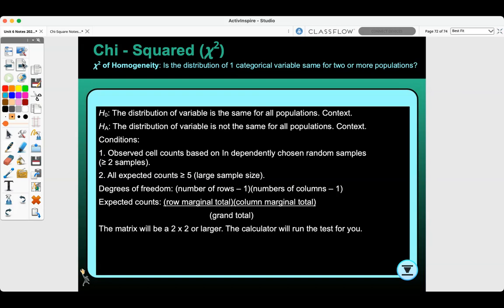Your observed cell counts are based on independently chosen random samples, and the samples are greater than or equal to 2. All expected counts are greater than or equal to 5, so a large enough sample size. Degrees of freedom are the number of rows minus 1 times the number of columns minus 1. And your expected counts are the row marginal total times the column marginal total, all over the grand total. The matrix will be 2 by 2 or larger, and again, the calculator will run the test for you.